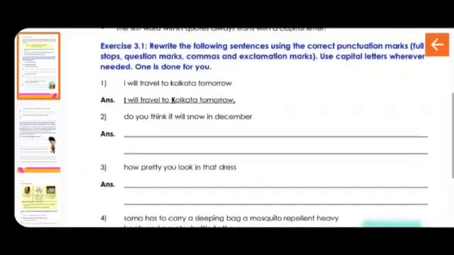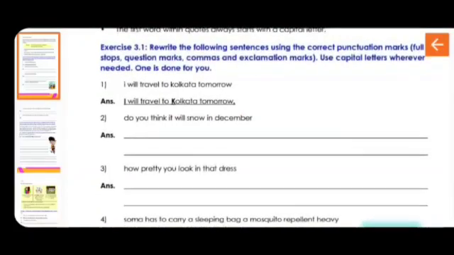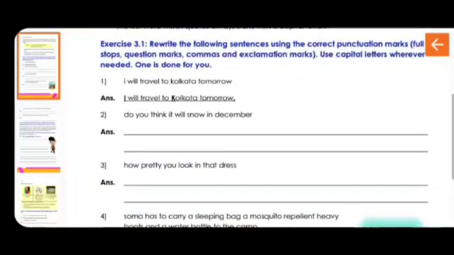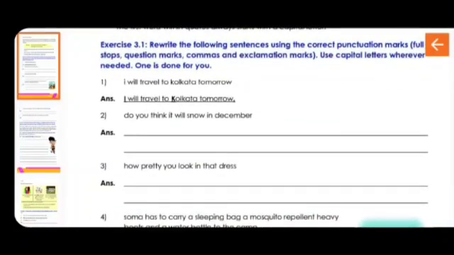So children, in this exercise, you are going to concentrate on rewriting the following sentences using the correct punctuation marks. And what are the punctuation marks you're going to use here? Full stops, question marks, commas and exclamation marks. Okay. Use capital letters whenever needed. See children, using capital letters is also one of the punctuation marks. You understand? So let's see the example which is given here.